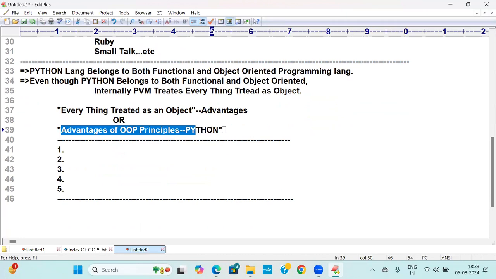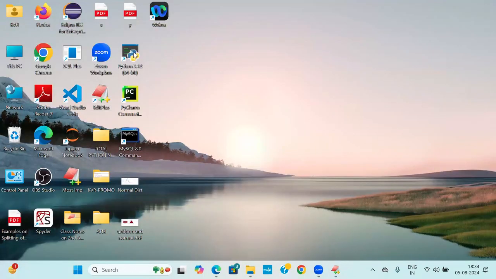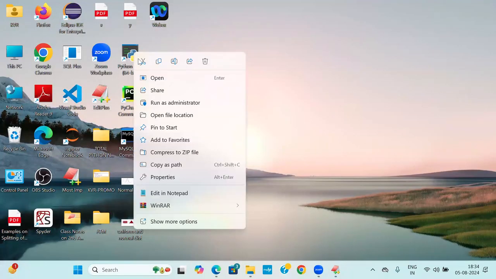Now I'm going to enter into "everything treated as an object." First advantage is what? Because of everything treated as an object, what is an advantage? You are saying, sir, how do you say that everything is treated as an object? Go to the Python environment. See, students, run as an administrator.